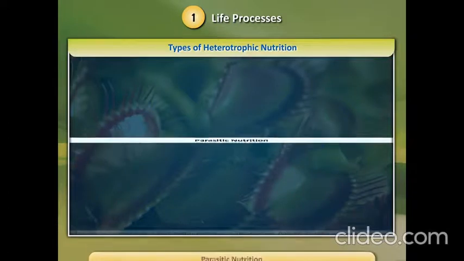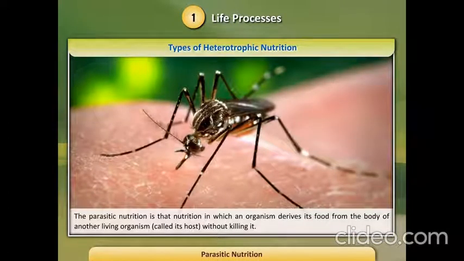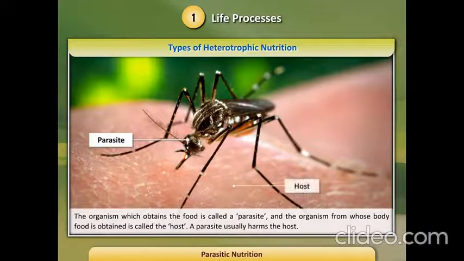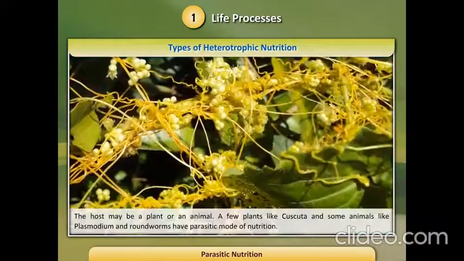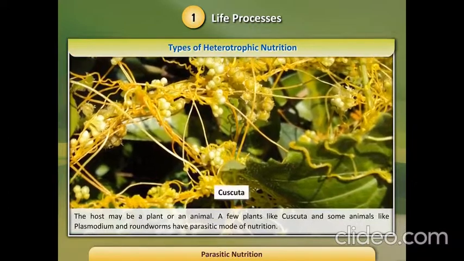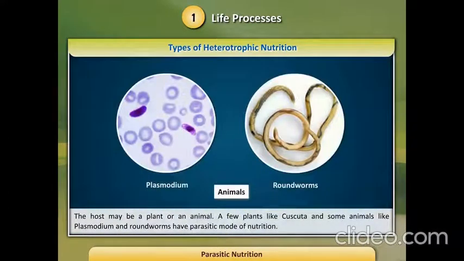Parasitic nutrition. The parasitic nutrition is that nutrition in which an organism derives its food from the body of another living organism called its host without killing it. The organism which obtains the food is called a parasite, and the organism from whose body food is obtained is called the host. A parasite usually harms the host. The host may be a plant or an animal. A few plants like cuscuta and some animals like plasmodium and roundworms have parasitic mode of nutrition.